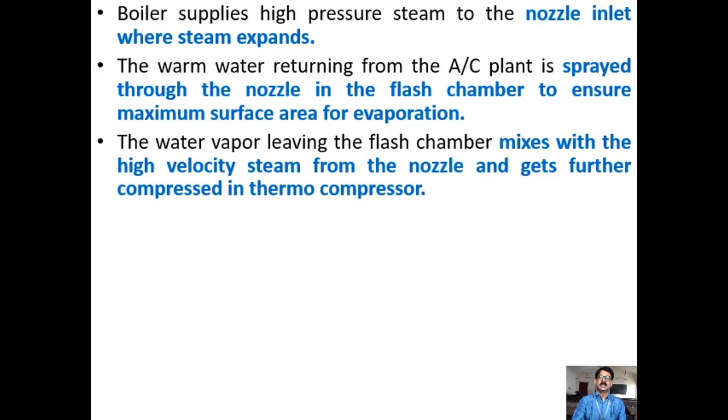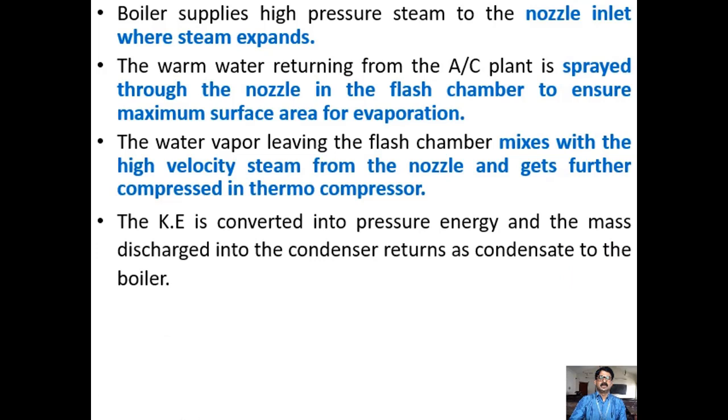So that is where the high velocity steam comes out of the nozzle, and the pressure reduces. This vapor from the flash chamber gets moved upwards, and gets further compressed in a thermocompressor. Then kinetic energy is converted into pressure energy, and the mass discharged into the condenser returns as condensate to the boiler. That's what I told: the condensate from the condenser is passed to the boiler again.